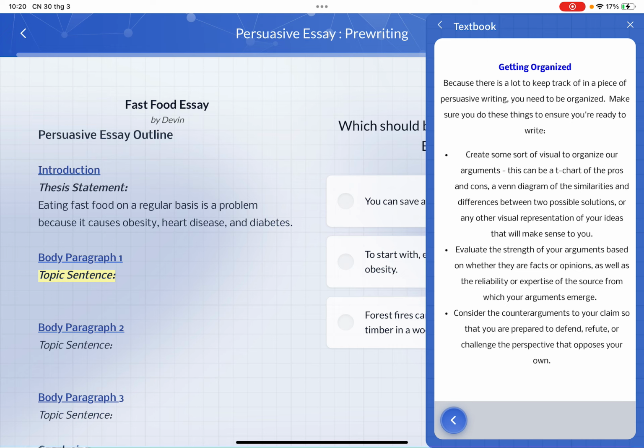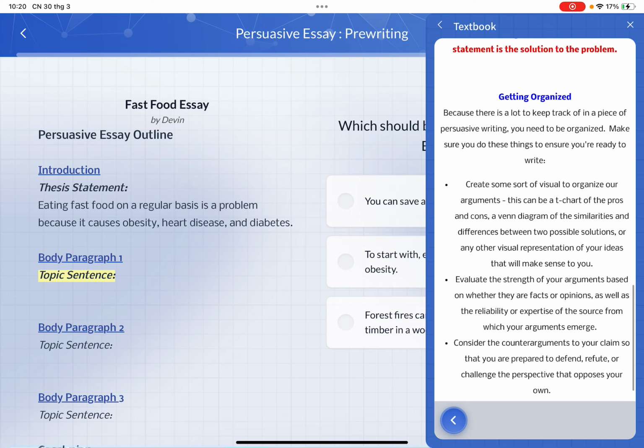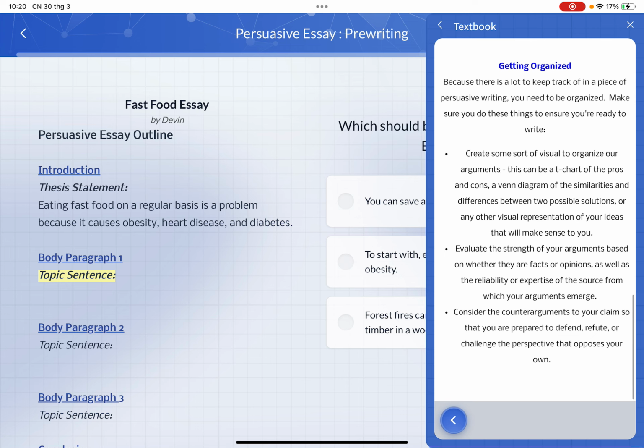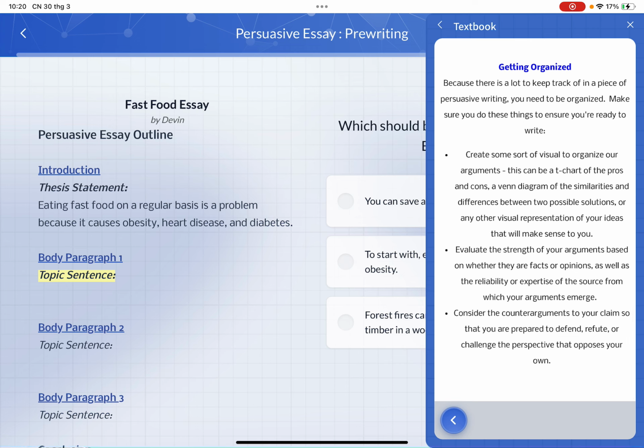Second, evaluate the strength of your argument based on whether they are facts or opinions, as well as the reliability or expertise of the source from which the argument emerged. Consider the counterarguments to your claim so that you are prepared to defend, refute, or challenge the perspective that opposes your own.